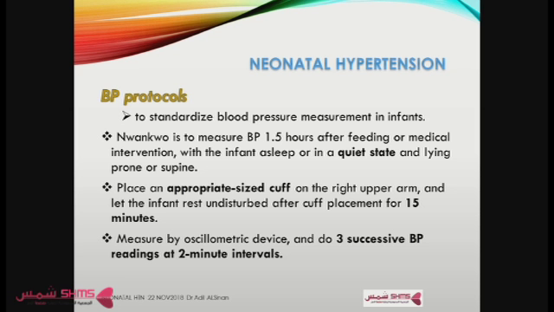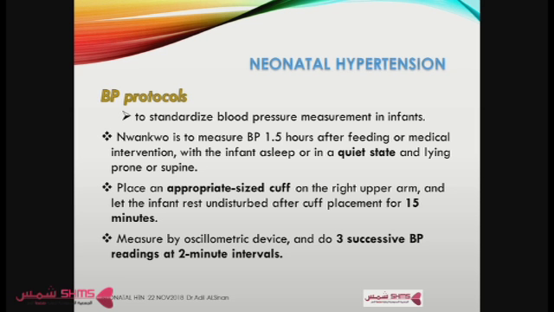Measurement recommendation: about 1.5 hours after feeding or medical intervention. We will see more comments on that, with the infant asleep or in a quiet state, lying prone or supine, and placing an appropriate size cuff. This is a common, erroneous reason for false high blood pressure.